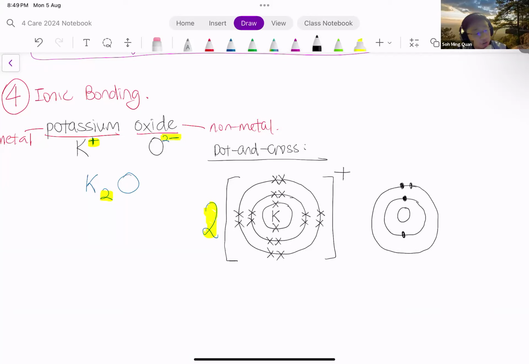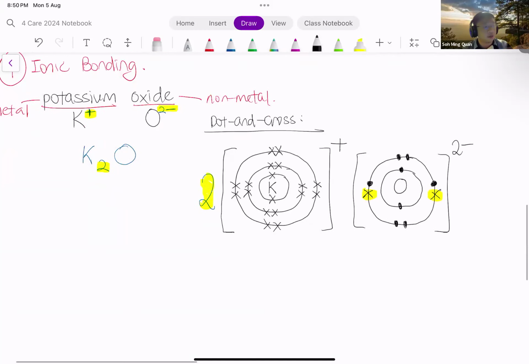Now, the 2 electrons were gained, but they came from potassium. Therefore, we should reflect that the electrons came from another source. We reflect that the 2 electrons were gained from potassium by using a different symbol. Finally, square brackets up, and the charge, 2 minus, is put outside. So this is the dot and cross diagram for potassium oxide.